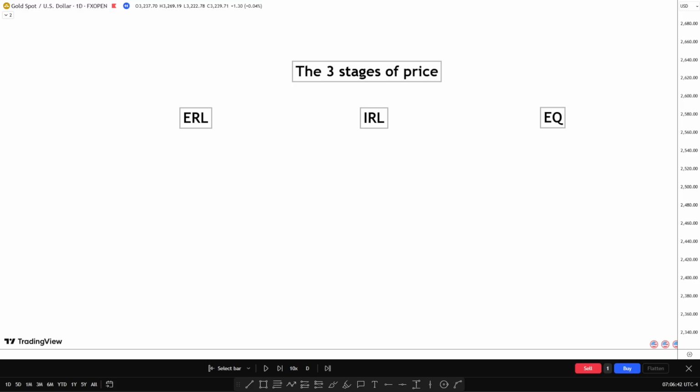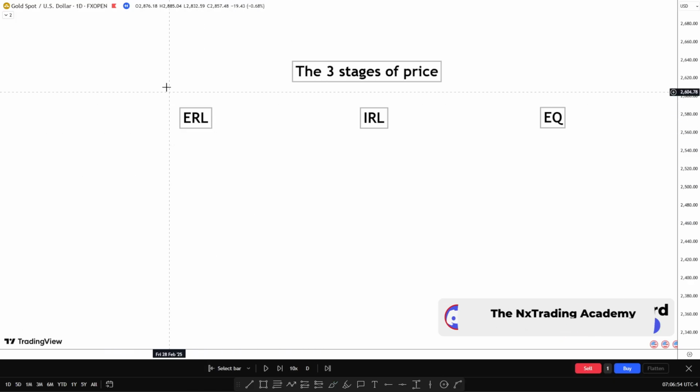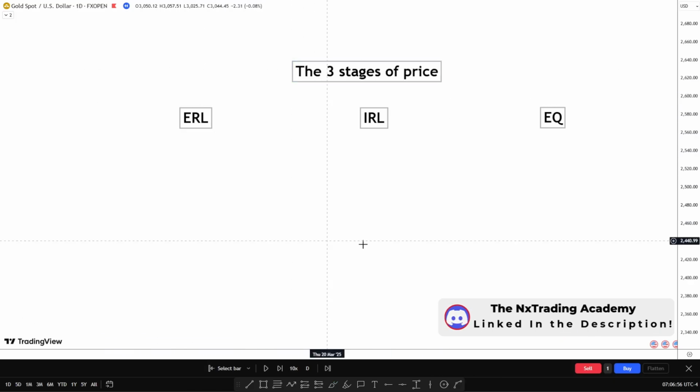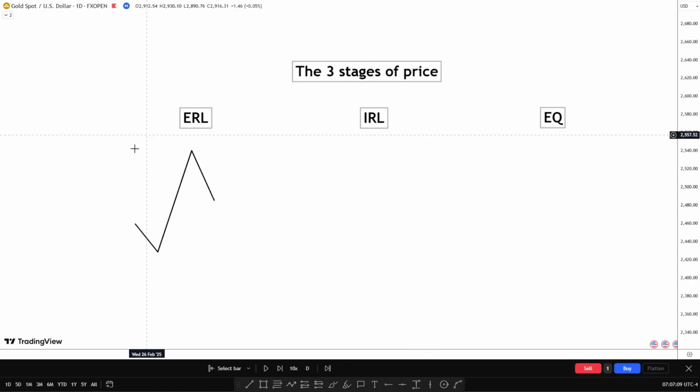In today's video, I'm going to be talking about the 3 stages of price. As everybody knows, price moves in algorithmic ways to hunt out different things. So today I'm going to be talking about how you can capitalize knowing this and what those 3 things are. So the 3 things that price likes to hunt: external range liquidity. So external range liquidity is liquidity resting on external highs and lows.